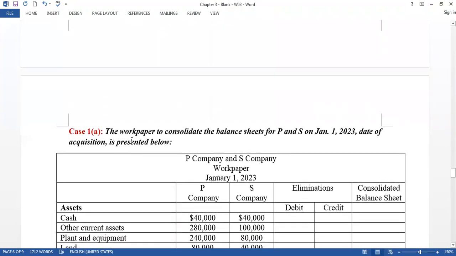Now, this is the question. The question says the work paper to consolidate the balance sheet for P and S on June 1st, 2023, the date of acquisition. So, what is the consolidated balance sheet we are going to prepare? The date of acquisition. I repeat again, we have another chapter. We are also going to learn the consolidated balance sheet after the acquisition, maybe 1 year later. But this balance sheet is at the date of acquisition.